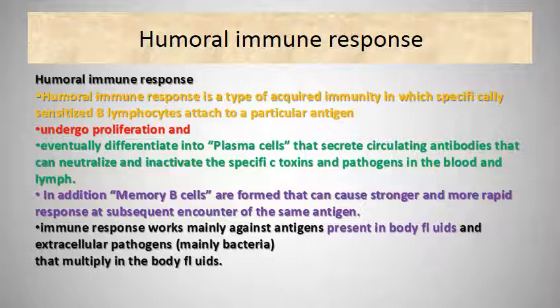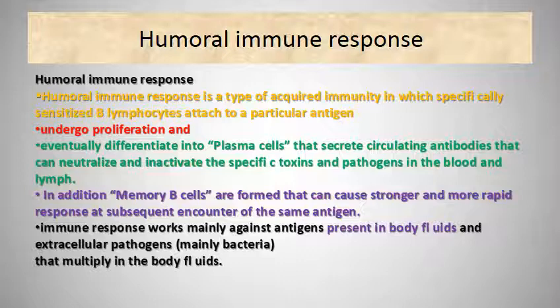Humoral immune response is a type of acquired immunity in which the specifically sensitized B lymphocytes attached to a particular antigen undergo proliferation and eventually differentiate into plasma cells that secrete the circulating antibodies that can neutralize and inactivate the specific toxins and pathogens in the blood and lymph.